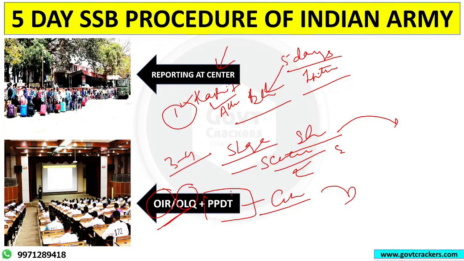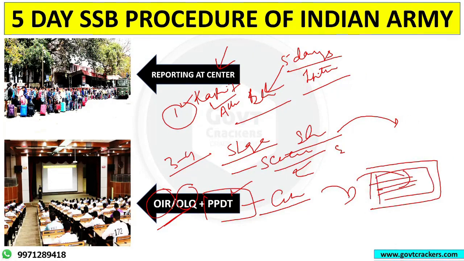Next, we have the PPDT, which is the picture perception and description test. As the name suggests, picture perception. So you will have one particular picture. You need to perceive that picture and express your thoughts and views on what you find after seeing it. So what you need to do is make a story around that picture, make a particular hero, and express your thoughts and views in around 100 to 200 words.